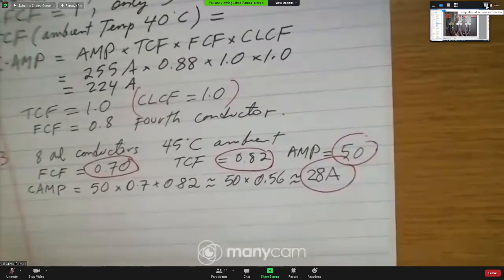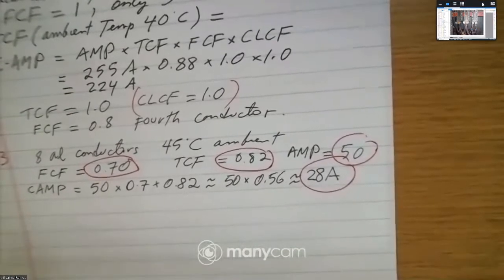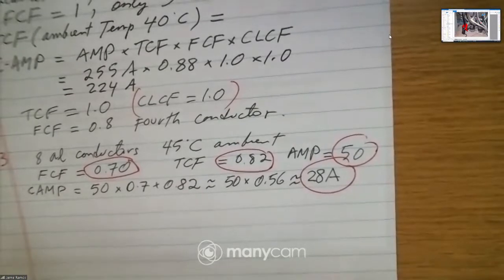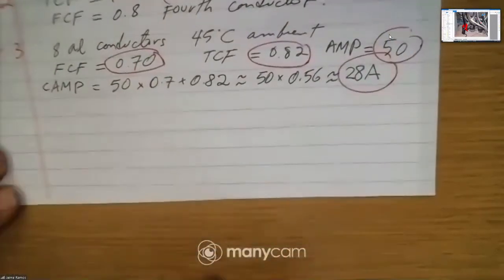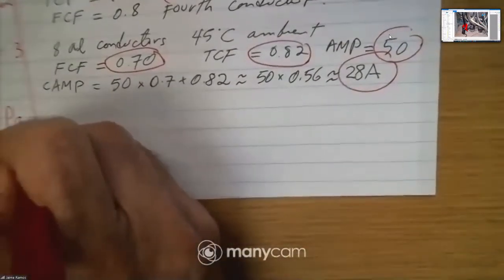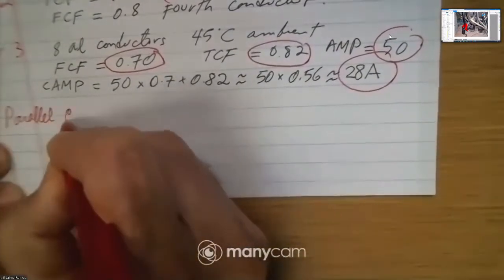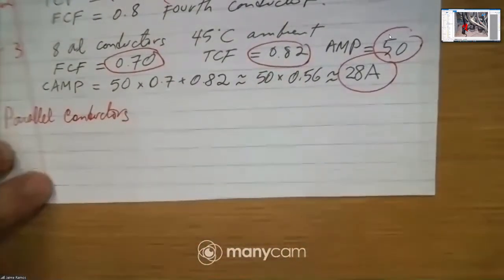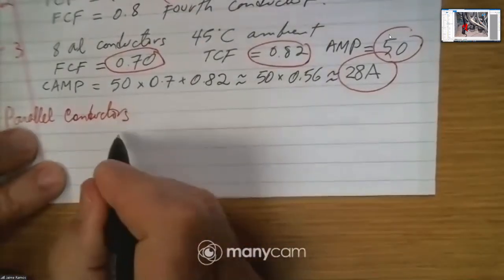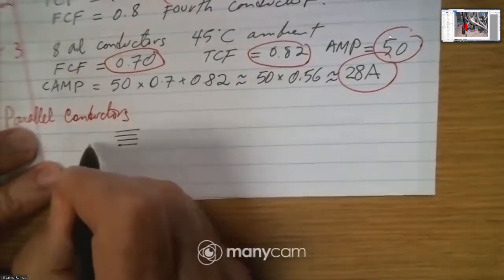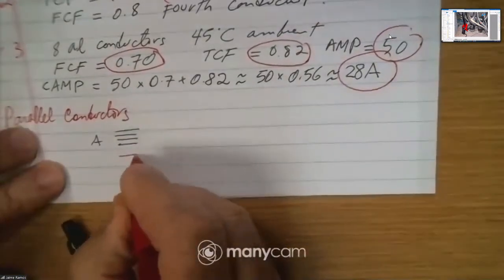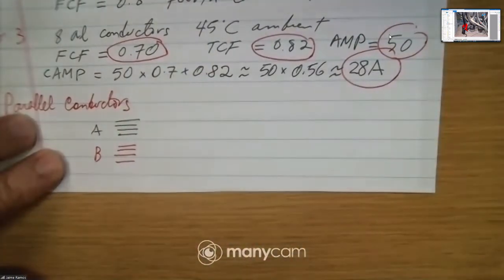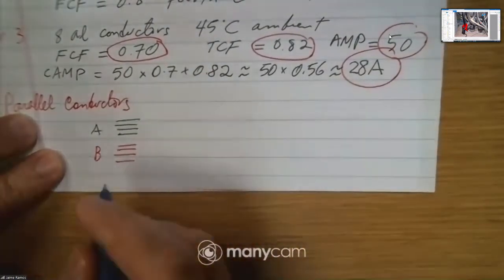So there is a shortcut to do that. And that shortcut is to put 4 conduits. So this is called parallel conductors. So you have 4 conductors for A, 4 conductors for B, and 4 conductors for C.